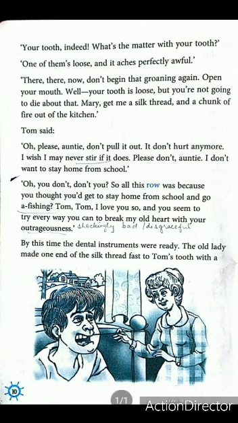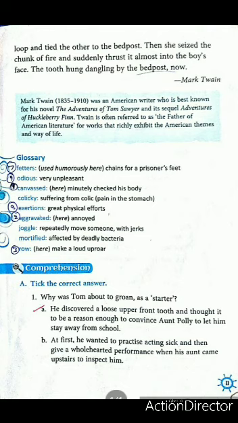Aunt Polly at this very moment expressed her love and concern for Tom, and just to teach him a lesson, she tied one end of the silk thread to Tom's tooth and the other end to the bedpost. She forcefully pulled out Tom's tooth. For Tom, the morning ended very painfully, and most probably he had to go to school after getting his tooth pulled out.